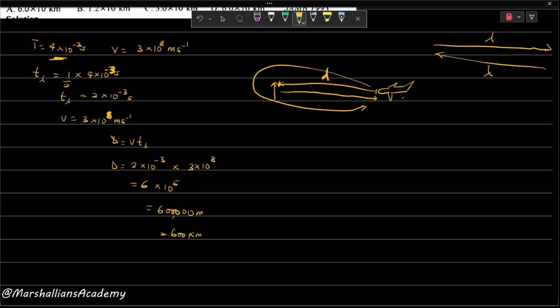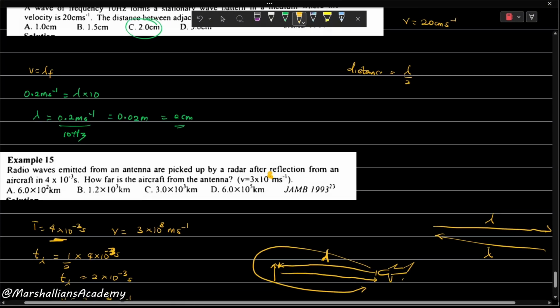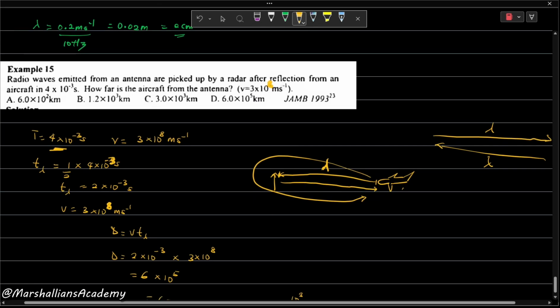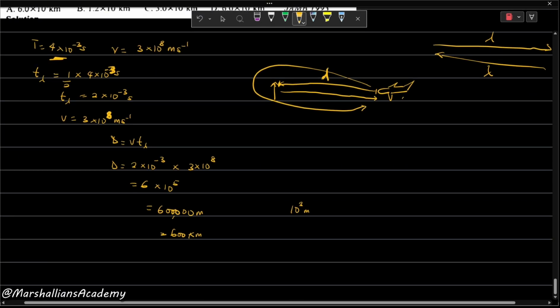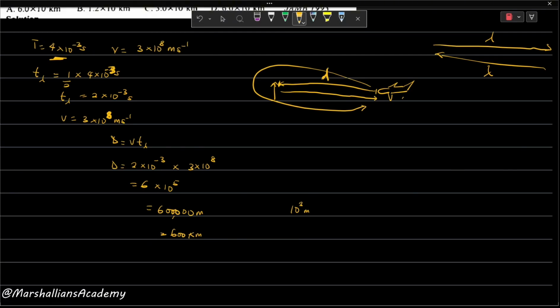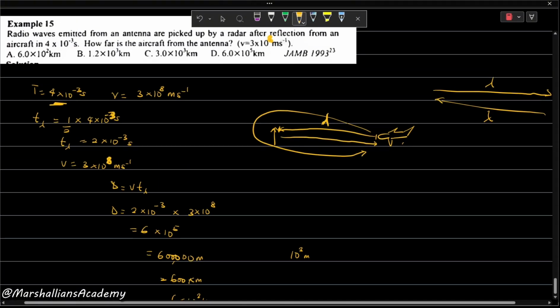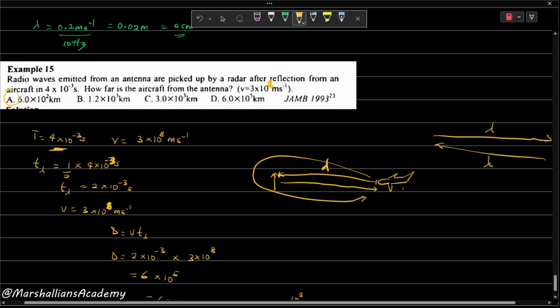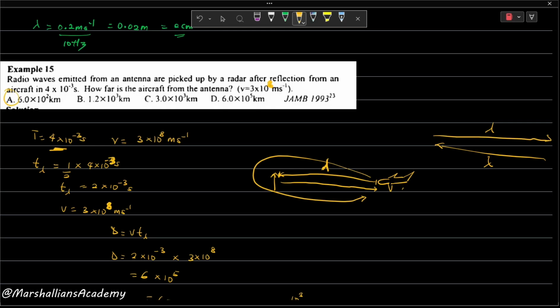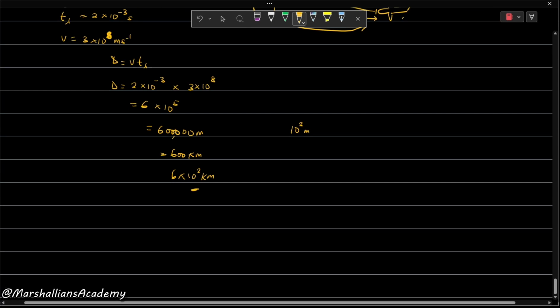That's 1 over 2 times 4 times 10 raised to the power minus 8 seconds. This is minus 8, that will be minus 3. This is minus 3. Do you understand it? He did this journey and back in 4 times 10 raised to the power minus 3 seconds. But the distance between the antenna and the carrier is only half of the wavelength. Therefore, the time we are going to be using here will be the time to move from here to this particular point. That's why I say time for lambda is going to be equal to half times 4 times 10 raised to the power minus 3, which gives me 2 times 10 raised to the power minus 3.